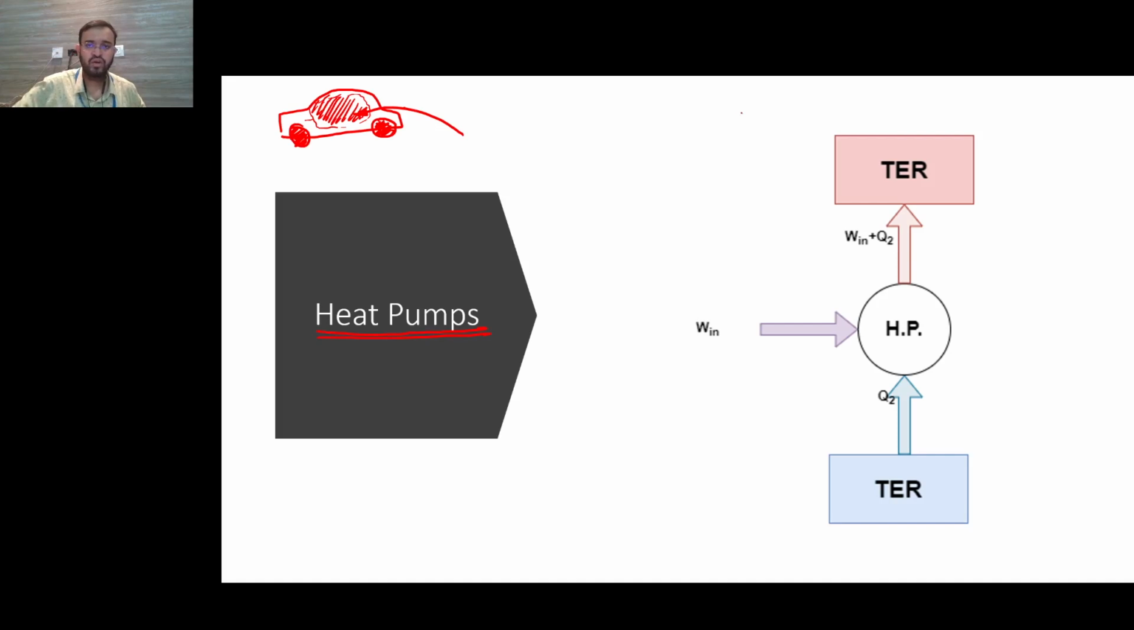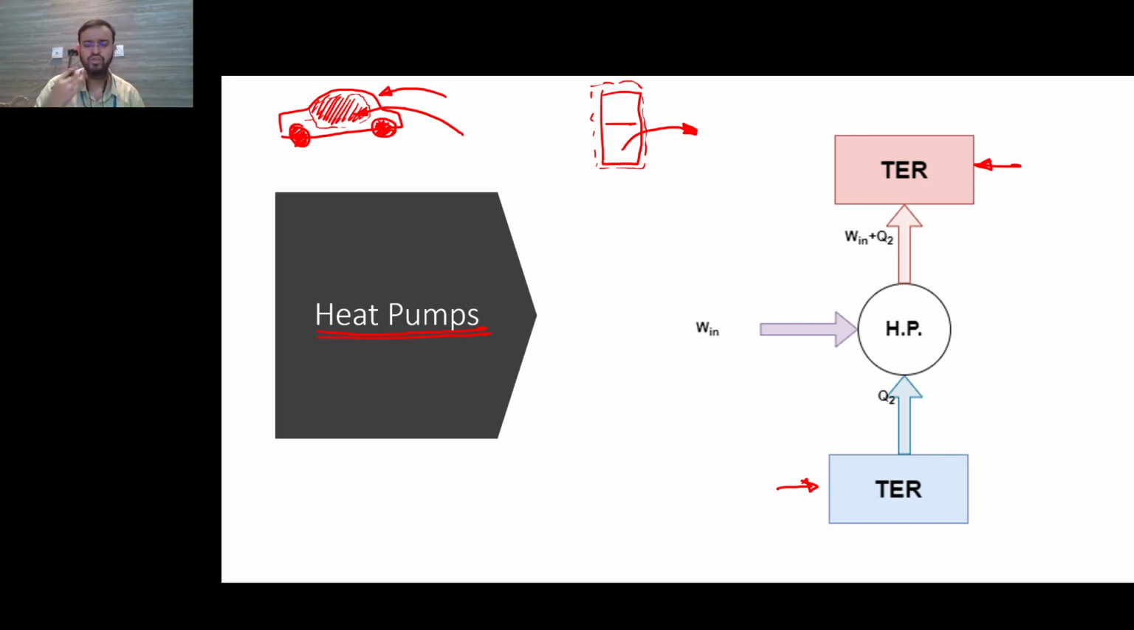So in a refrigerator, what you wanted to do is extract heat from the system. However, in the case of a heat pump, you want to deliver heat to the system. All right. So please understand the difference between a refrigerator and a heat pump. In the case of the refrigerator, our system is this, and in the case of the heat pump, our system is this. So it is at a higher temperature rather than at the lower temperature, which is the case for refrigerators.